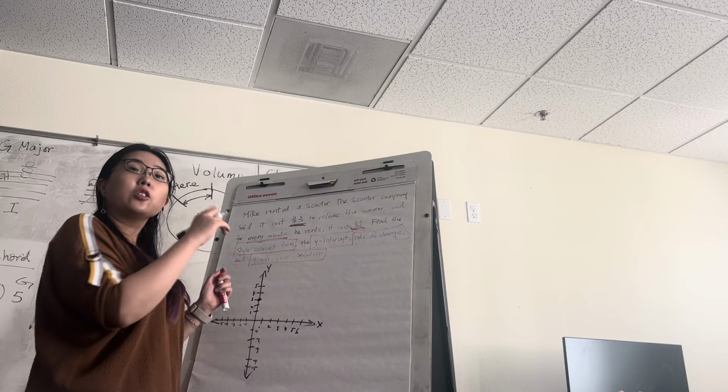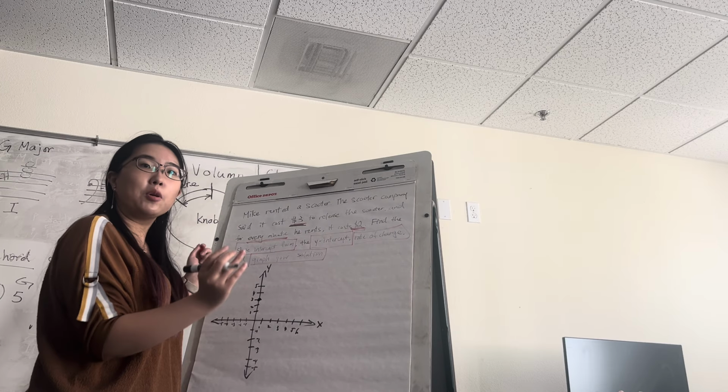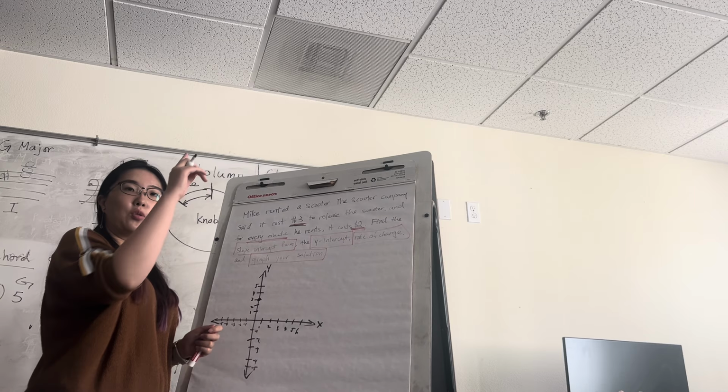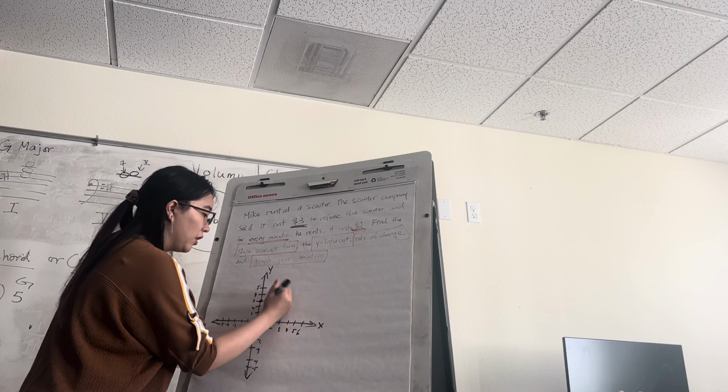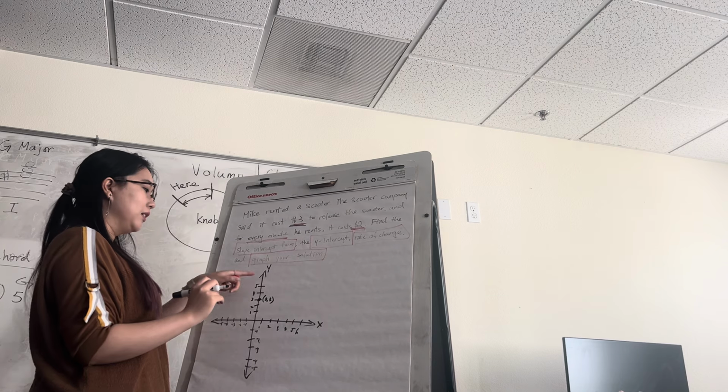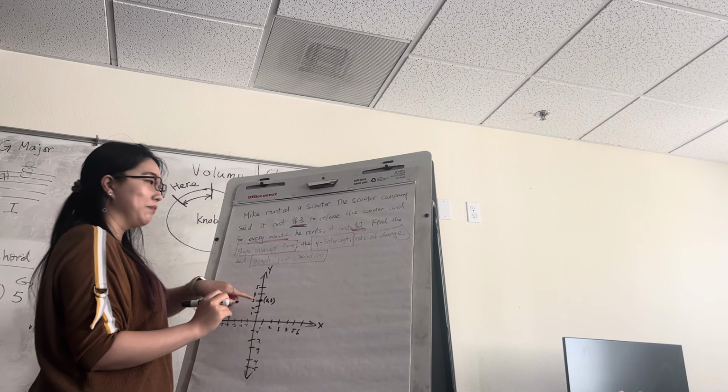And I like to label my points. So we always do x, comma, y, right? So we're gonna do 0, comma, 3. So that is gonna be my first point.